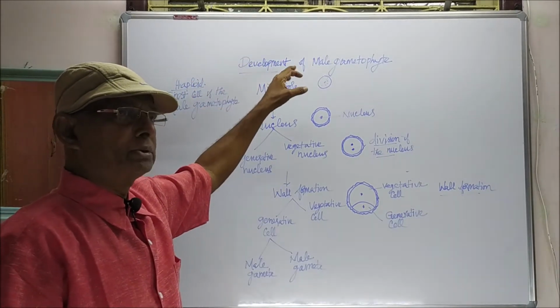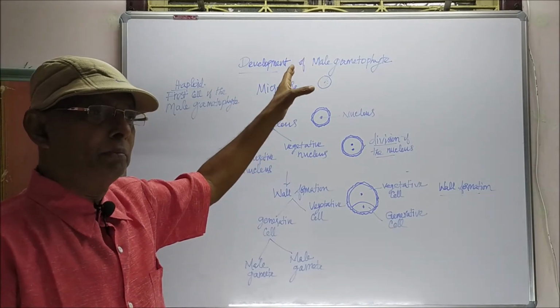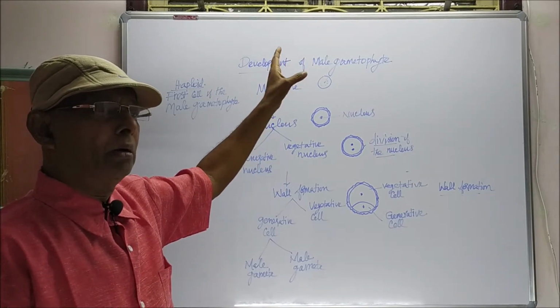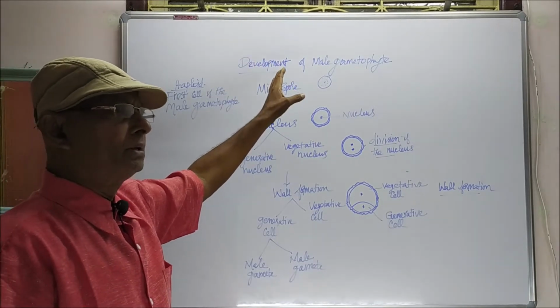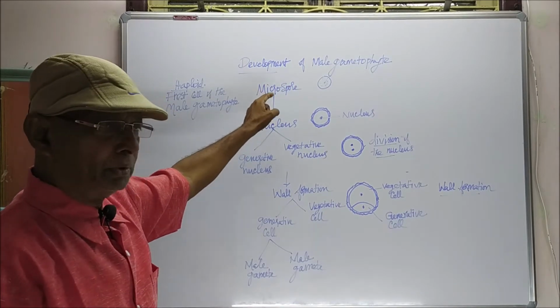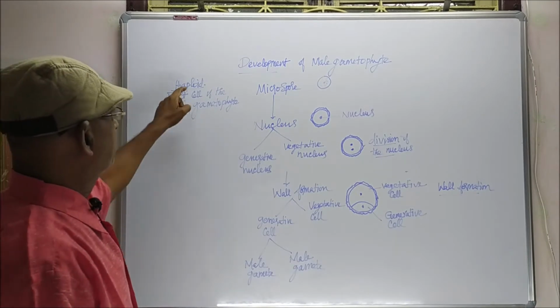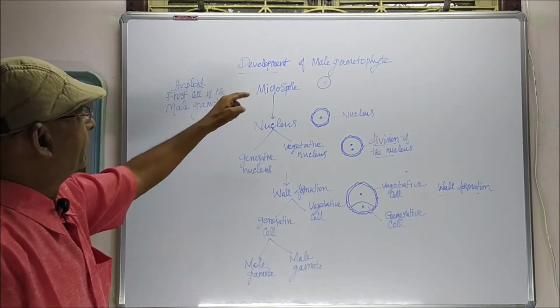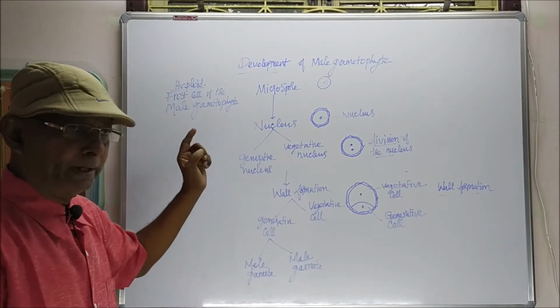A number of microspores are produced from the primary microspore mother cell. Microspore mother cell by meiosis produces microspores. So all the microspores are haploid in nature. The microspore is the first cell of the male gametophyte.